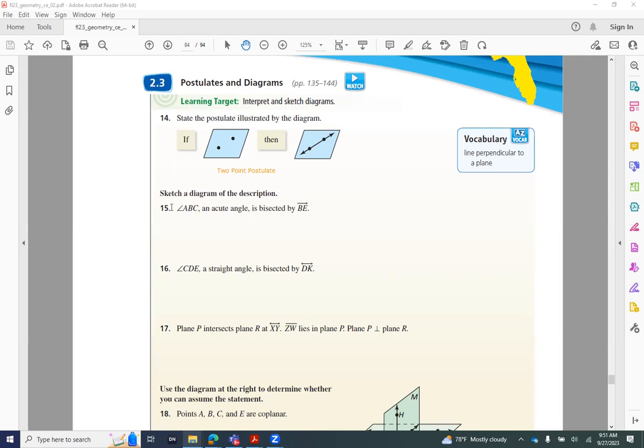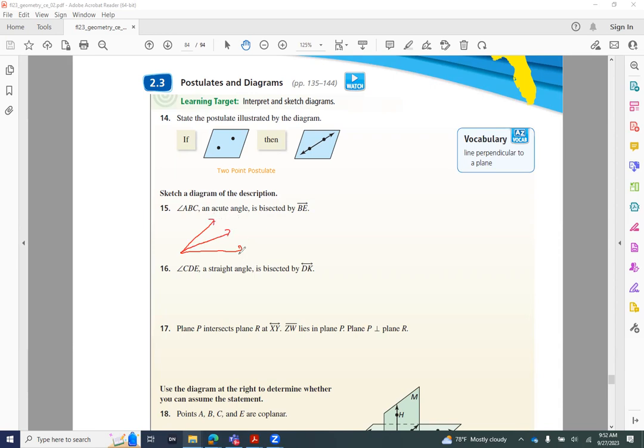All right, number 15, sketch a diagram of the description. Again, everybody's sketch is going to be a little bit different. All it says is that angle ABC is an acute angle and is bisected by ray BE. If we were to draw this, there's more than one way I can draw it because there are lots of acute angles I could draw. Well, let's say that's an acute angle, and then I'm going to bisect it.